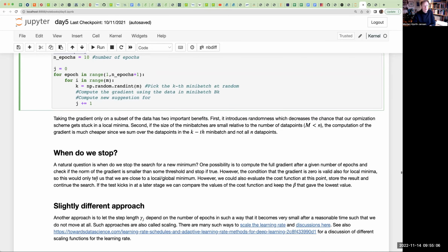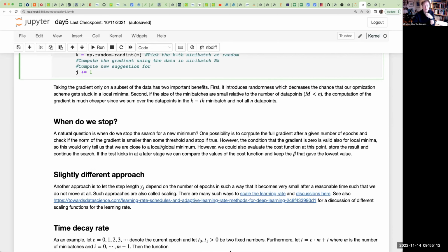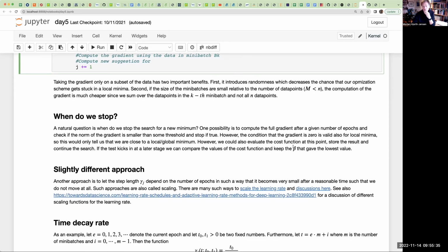That means that a natural question is obviously also where you stop. And one possibility is to compute the full gradient after a given number of epochs and check if the norm of the gradient is smaller than some threshold and stop if true. However, the condition that the gradient is 0 is valid also for local minima. So this would only tell us that we are close to a local or global minimum. However, you could also evaluate the cost function at this point, store the results, and continue the search. And if the test kicks in at a later stage, we can compare the values of the cost function and keep the parameter beta that gave the lowest value.